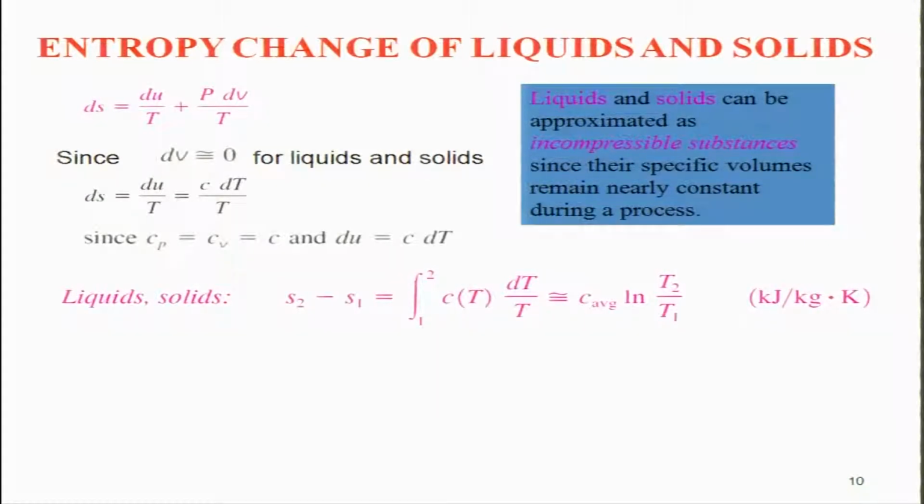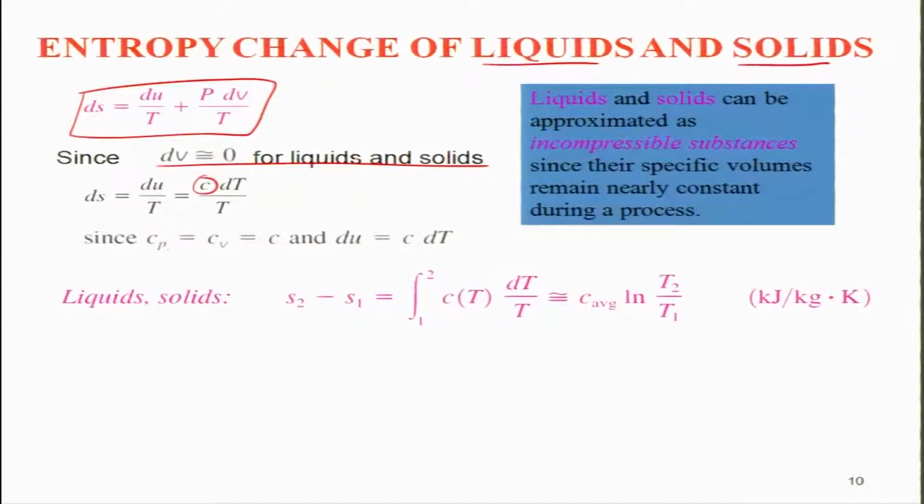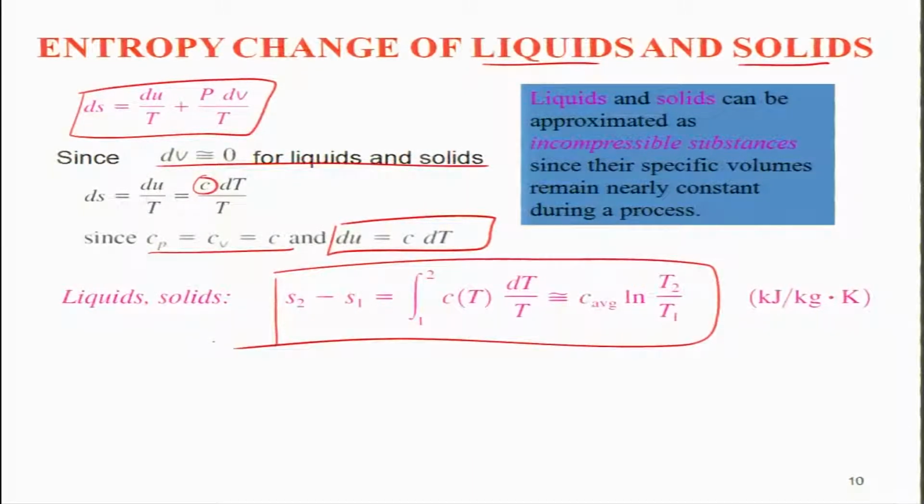So, for the case of a liquid and solid, we can consider that the volume hardly changes, and thus dV is equal to 0. In that case, if you take this expression in terms of u, ds is equal to du by T. It can be simply written in terms of C, because for a liquid you can approximate Cp is equal to Cv is equal to C, and thus du is nothing but C times dT. Okay. And thus you can get this expression of delta S in this form, where C can be taken out as an average.